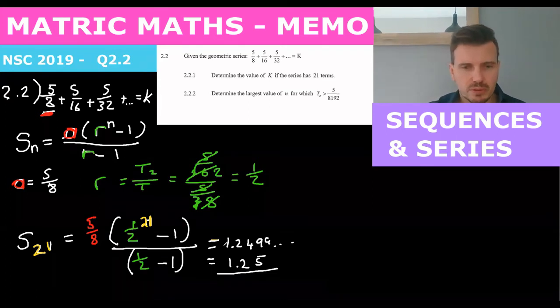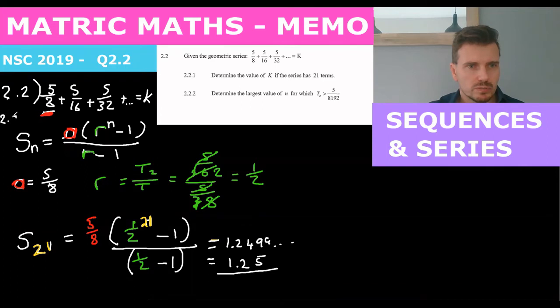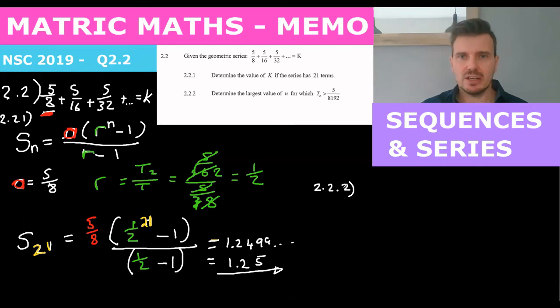Okay, so that was question 2.1, and that's the answer there. Now 2.2.2 says, determine the largest value of n for which Tn is greater than 5 over 8192. Well, remember the formula for Tn.